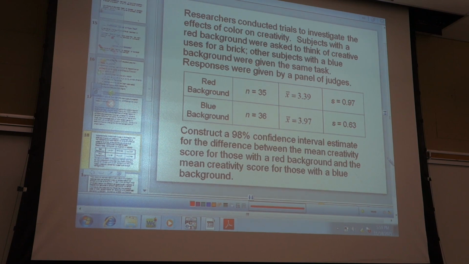Great. 10 seconds to neighbors. What is it? So it's a mean interval. This is a mean.